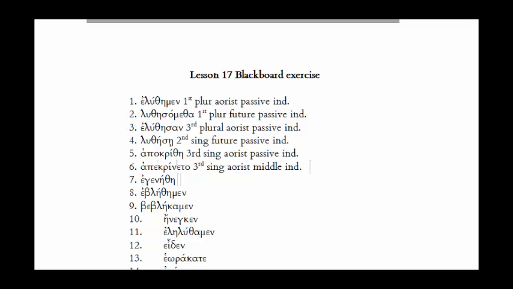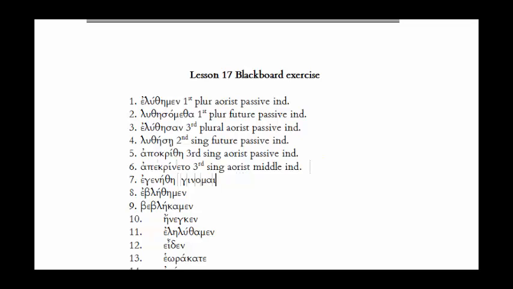Egenethe. Egenethe. Now, here's the thing about this one. This is another very common verb. It comes from ginomai, and the only way you would know this really is by knowing your principal parts really well. Ginomai, which is what? That's a very common verb meaning to be or to become, to happen, to occur. It has a wide variety of uses here.